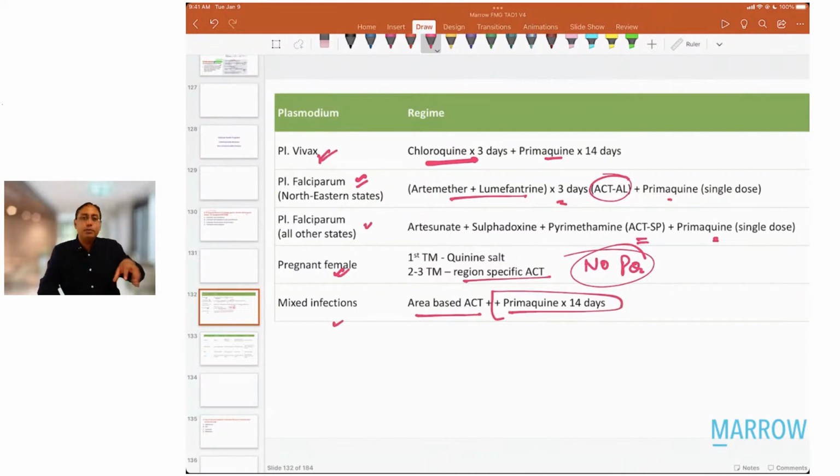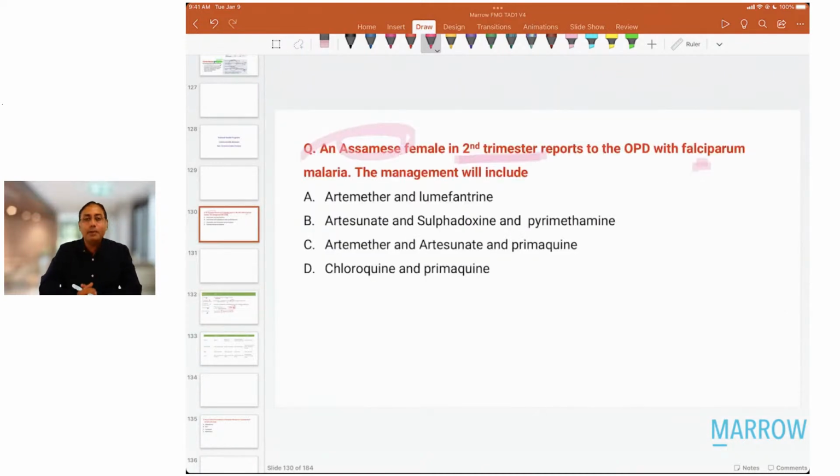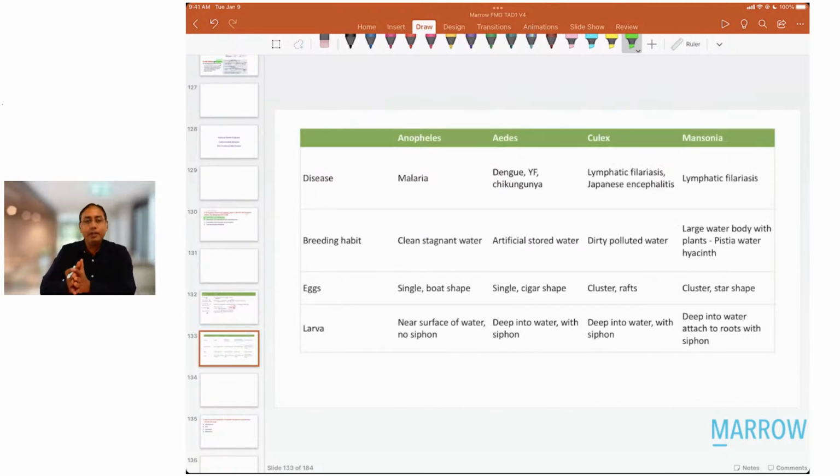So from the vivax, you pick up primaquine, from the falciparum, you pick up the ACT. That is what you do for mixed infections. So coming back to this question, Assamese female in second trimester reports to the OPD with falciparum. What do you think is the best answer over here? With falciparum, we will give the female only artemether and lumefantrine without primaquine. Why? Because primaquine is contraindicated. That is the best possible answer. A very frequently asked topic.